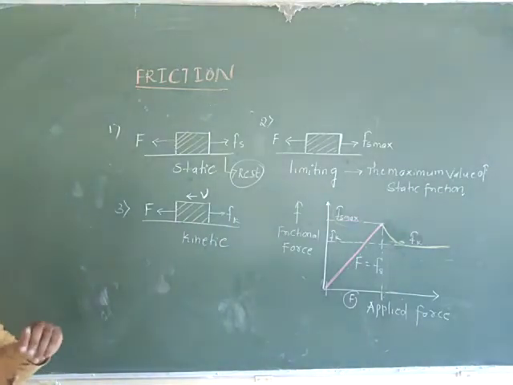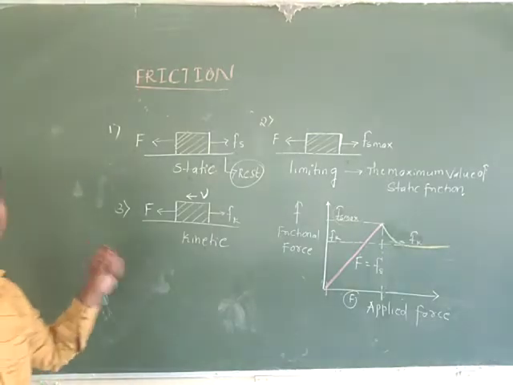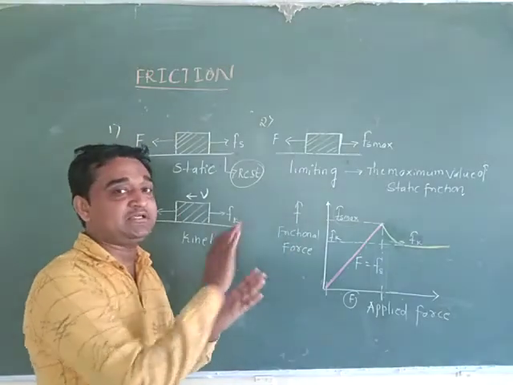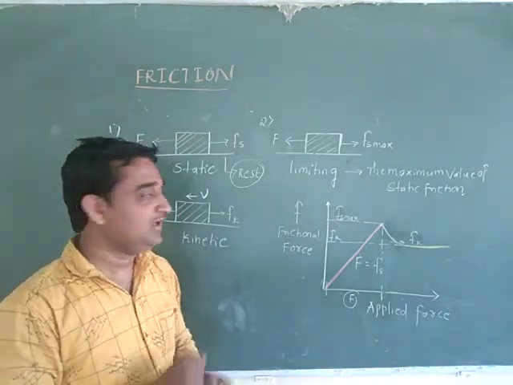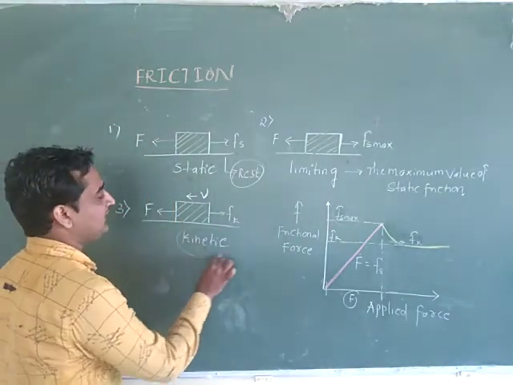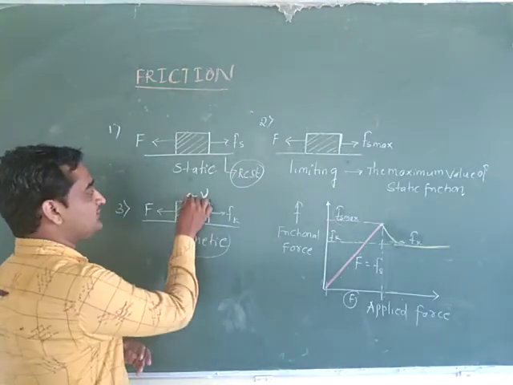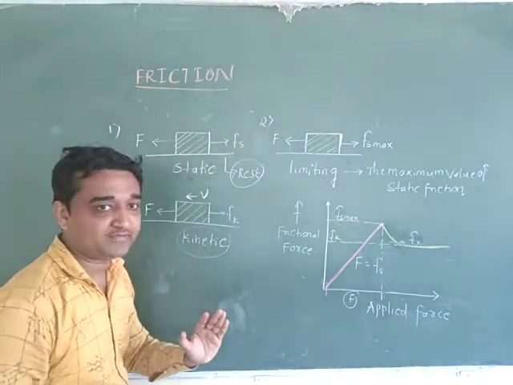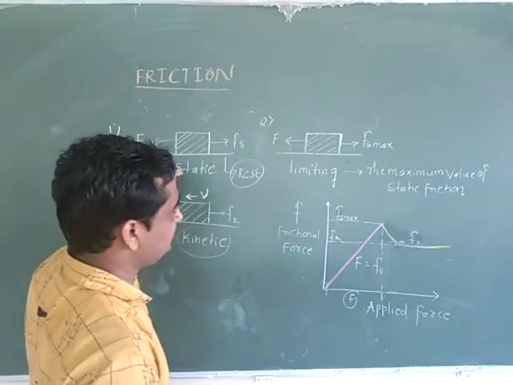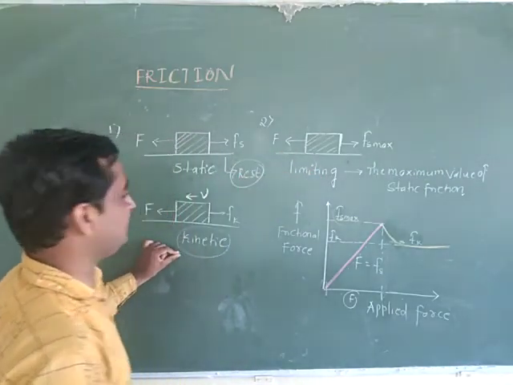And the third one, the kinetic friction. The friction between the two bodies in contact when they are in relative motion. When they are in motion, there is also friction between the two bodies, and that friction we call kinetic friction. The body is moving with the velocity v, right? Static friction, limiting friction, and kinetic friction.